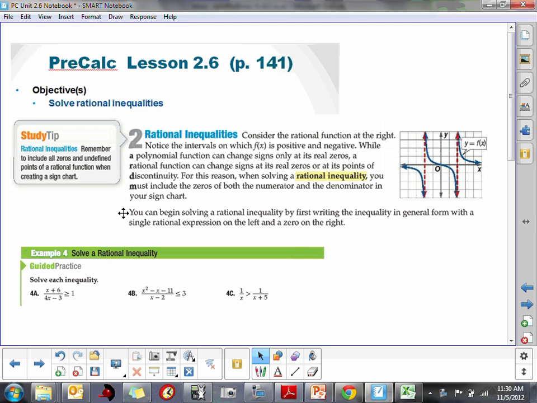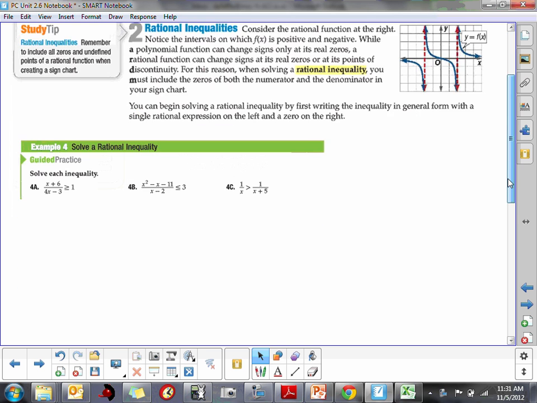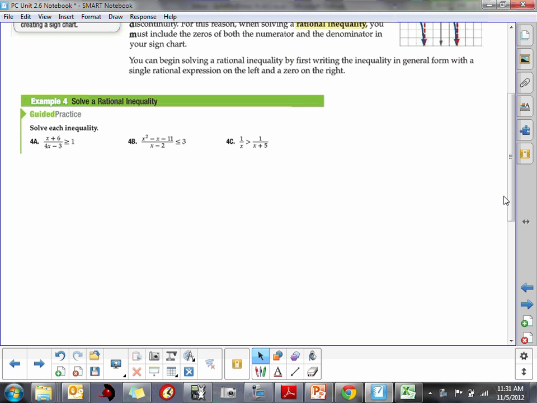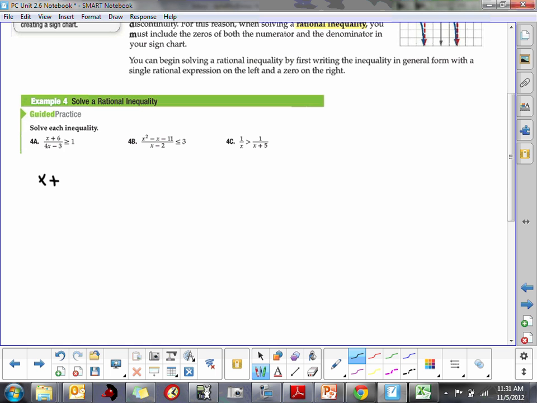We'll take some of the good advice that they give you here in the book. It says you can begin solving a rational inequality by first writing the inequality in a general form with a single rational expression on the left side and a 0 on the right. So I'm going to demonstrate how we're going to do that. We're going to make a single rational expression on the left and a 0 on the right. So I have to take the x plus 6 all over the 4x minus 3.